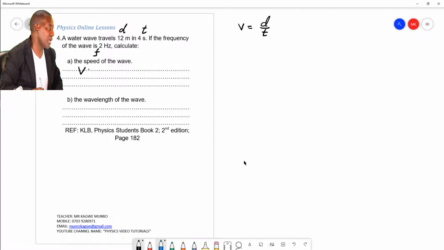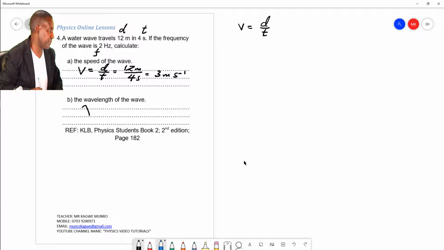Of course, we have just seen that the best way to do it is to divide the distance by the time. The distance being 12 meters, time being 4 seconds, and this will be 3 meters per second. As simple as that.